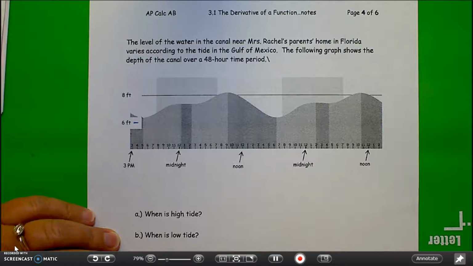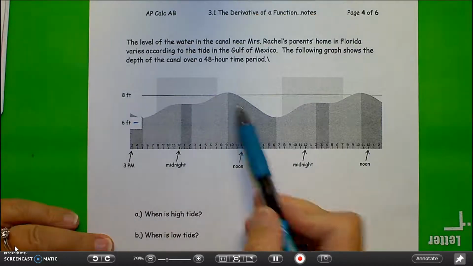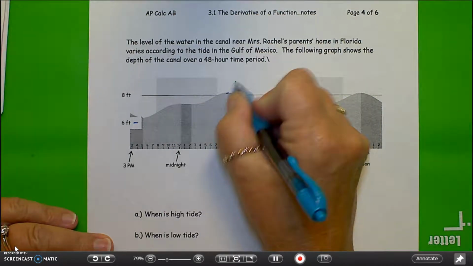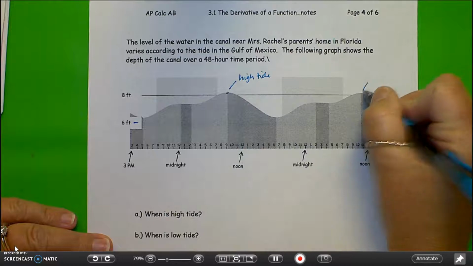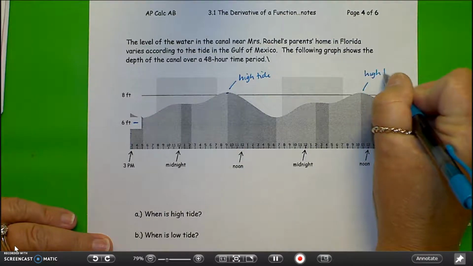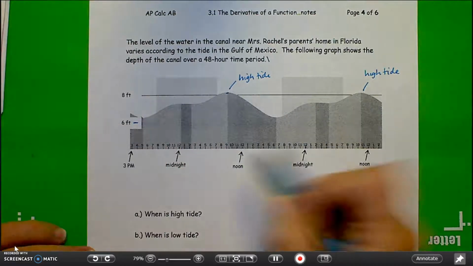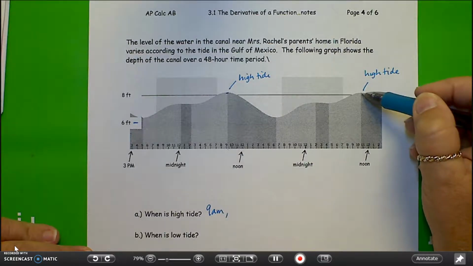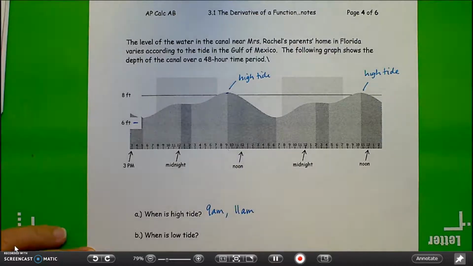So on that graph, if the y value here represents depth of water, when would high tide be? Well, that's going to be where the tops are here, where the maximum height is. So we got a high tide up here, and we have another one here. So in this 48-hour period, there were 2 high tides. We'll just estimate when it is. This is about 9 a.m. on the first day. This one is about at 11 a.m. on the second day. Just roughly.